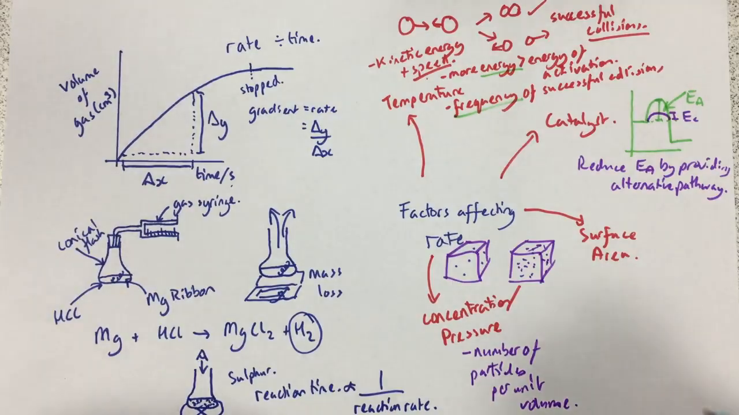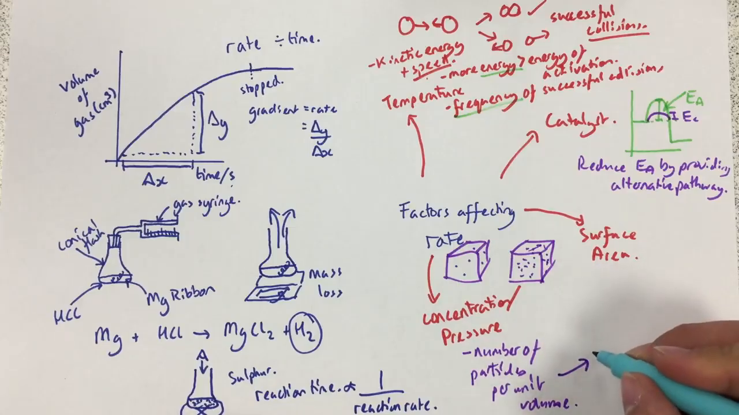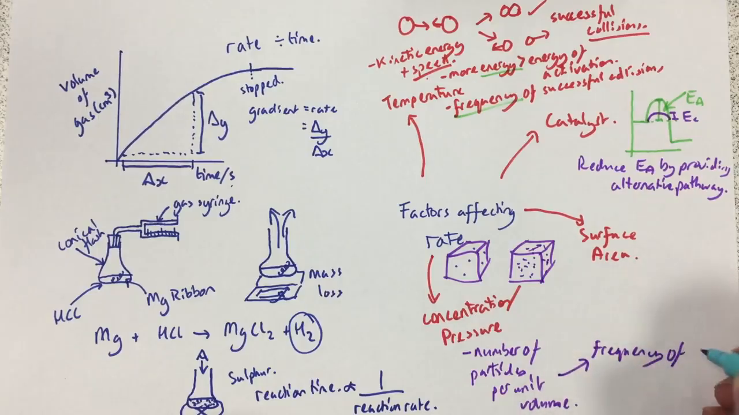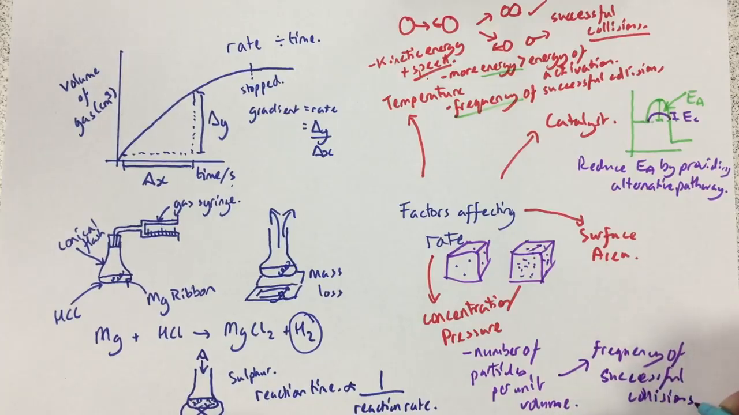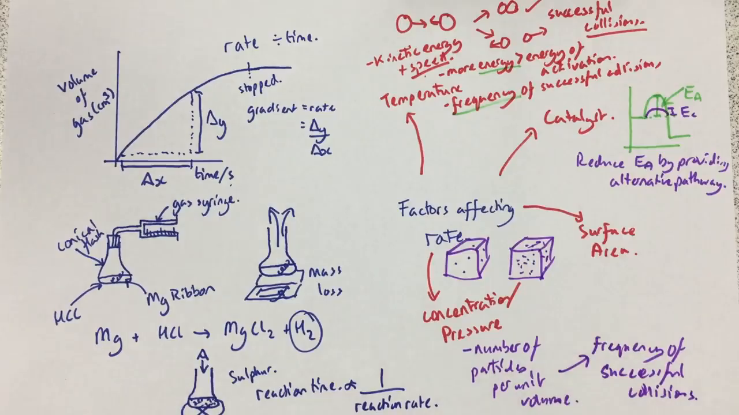And then just by having more particles in a certain volume, what that leads to is an increase in the frequency of successful collisions. And remember, frequency just means the number of collisions every second.